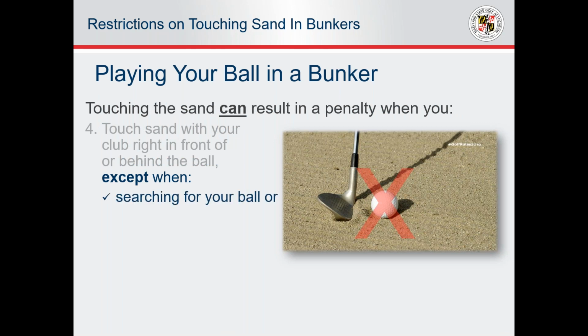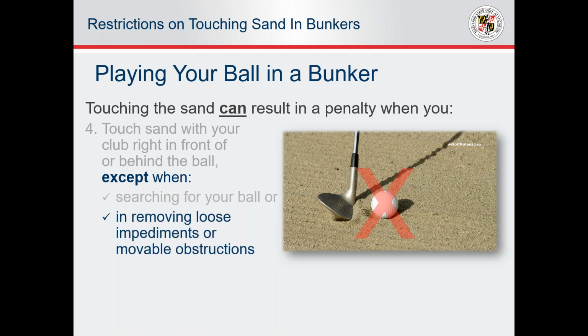And then this says that we can touch the sand, but there's always exceptions. I've gone over different things that we can't do, but there's always exceptions to the rule. We're going to be able to touch the sand when we're searching for our ball or in removing loose impediments and movable obstructions. So just like that video with the lady that was moving the leaves, she's touching the sand when she's moving those leaves, right? So we're not going to blow our whistle on her and call a penalty there just because she touched the sand, because she's allowed to move loose impediments.